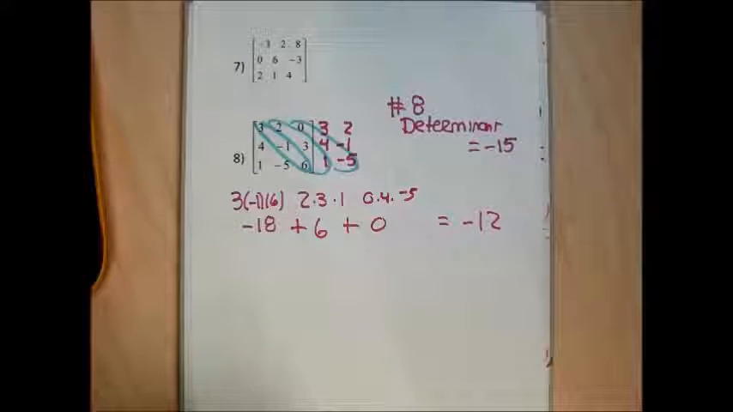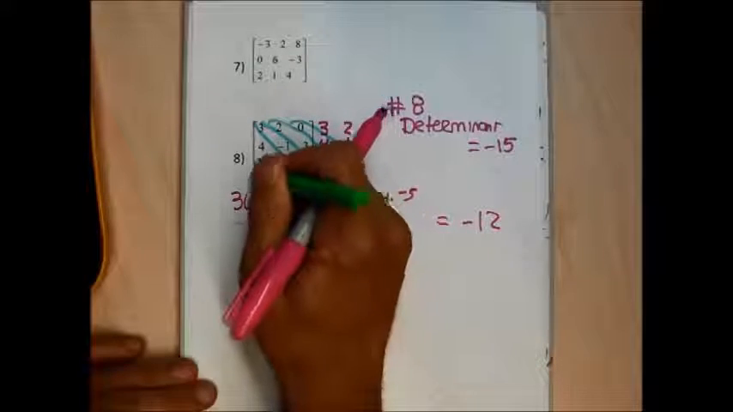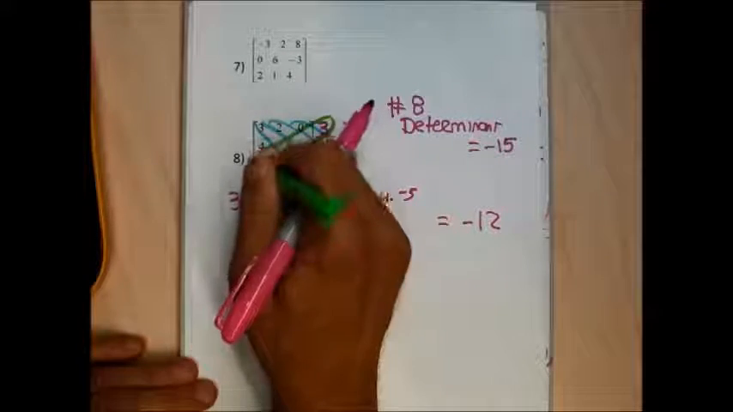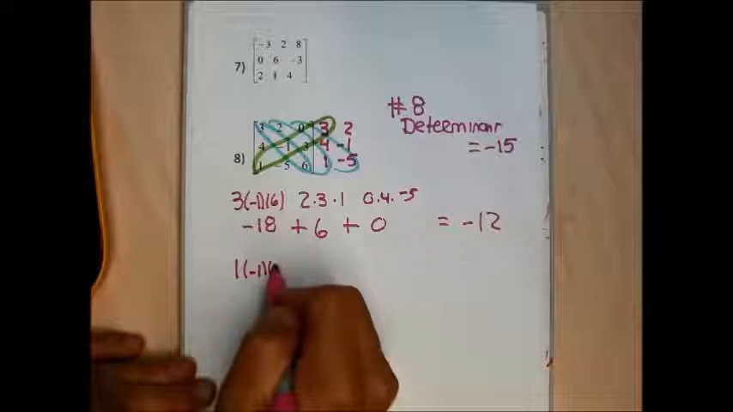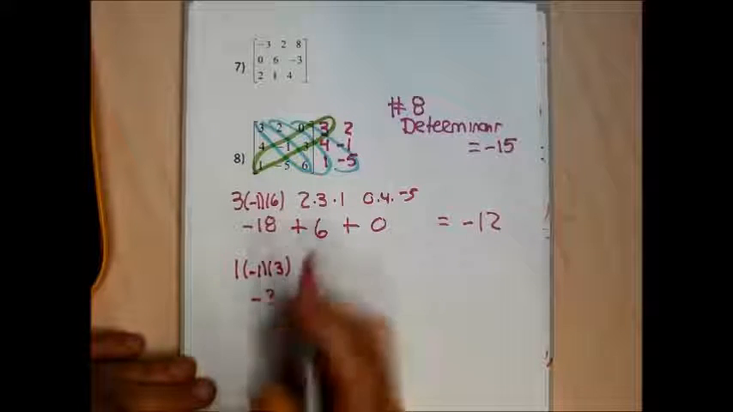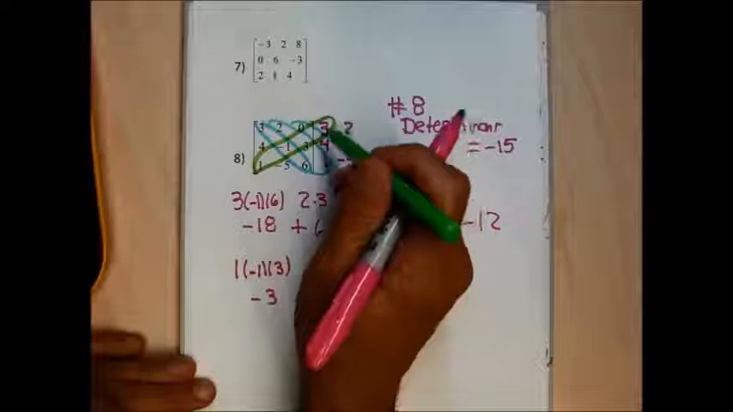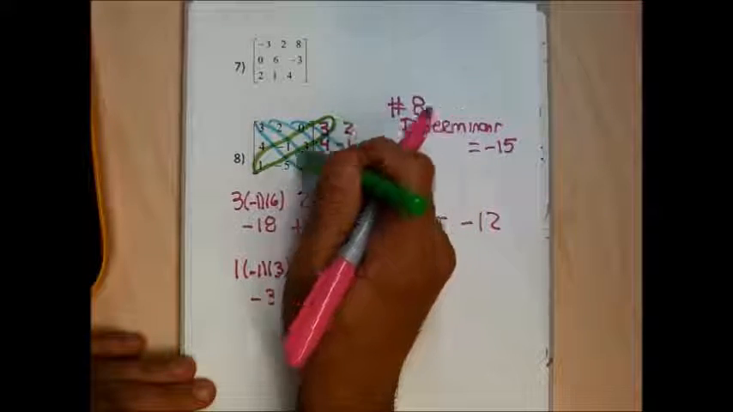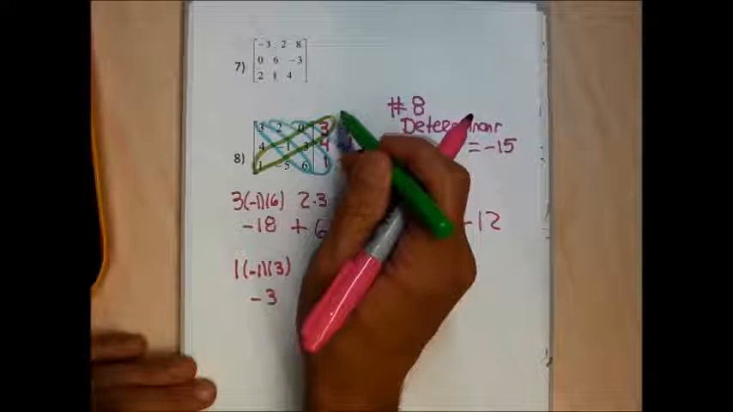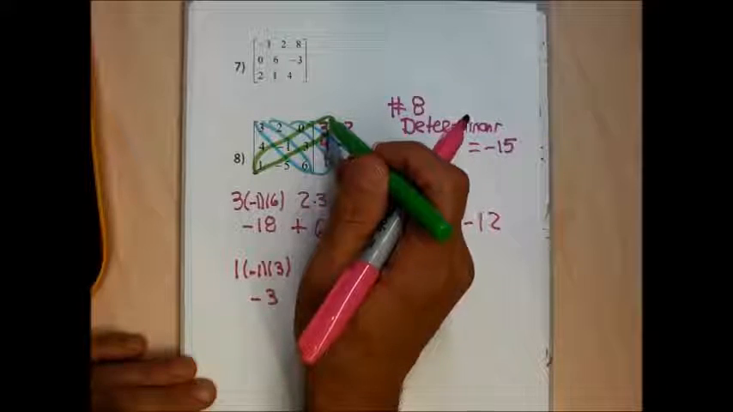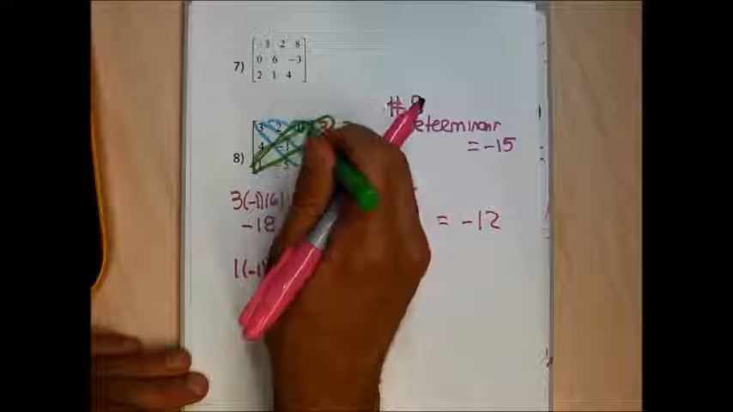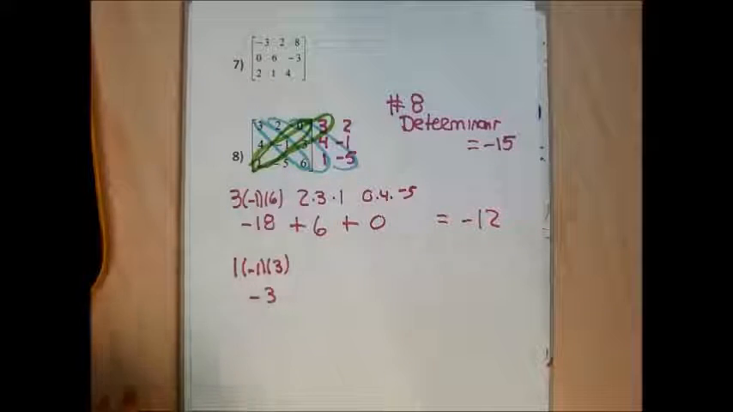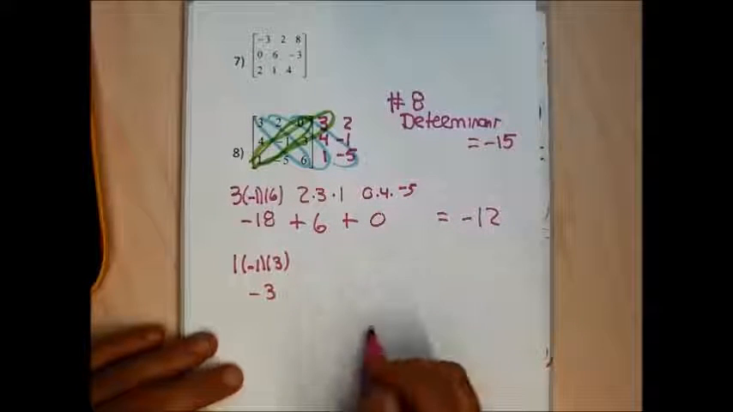Now I'm going to do the other set, starting from the bottom and working my way up. First one is going to be 1 times negative 1 times 3. That's going to be negative 3. And then, oops, I messed up. It should have been 1 times negative 1 times 0. Let me write this down again. I think I was messing up here.